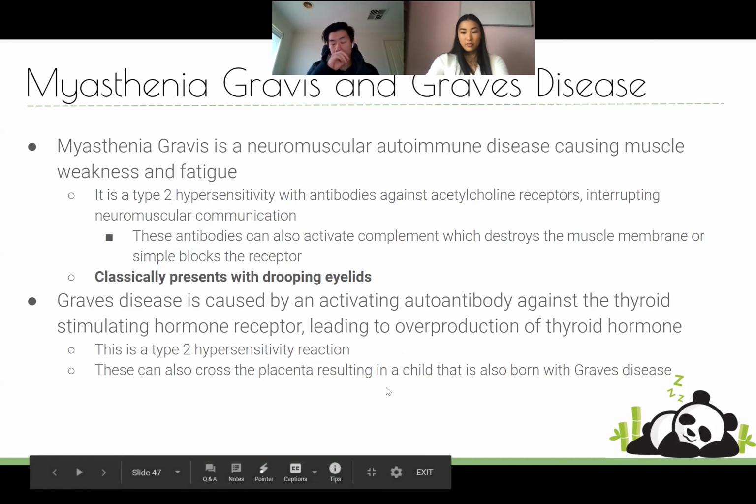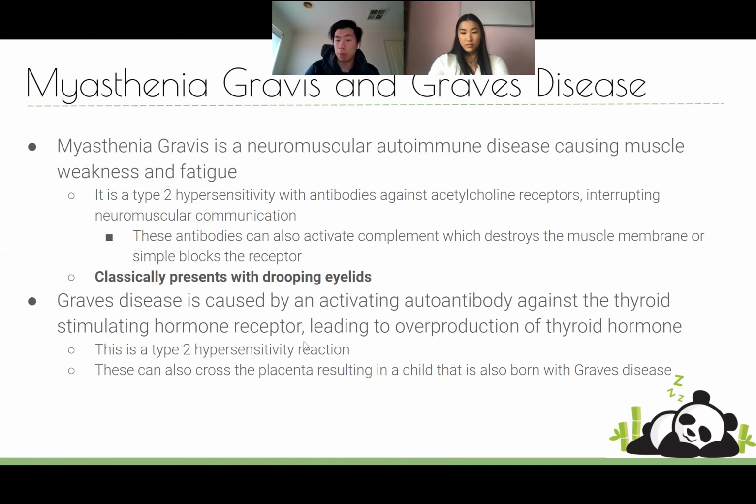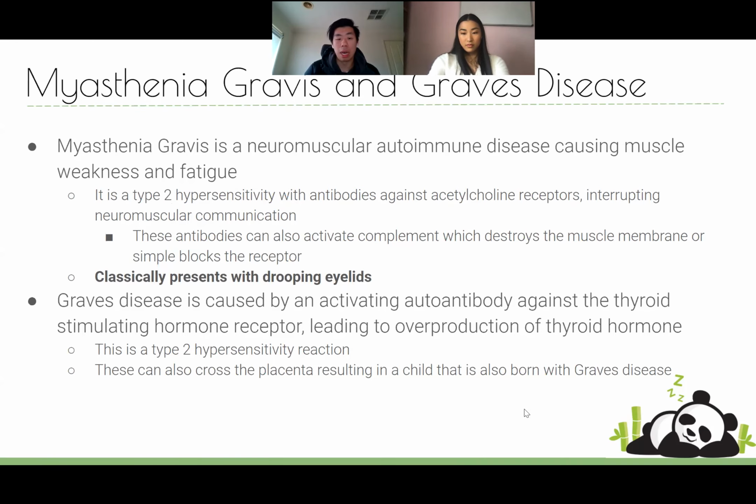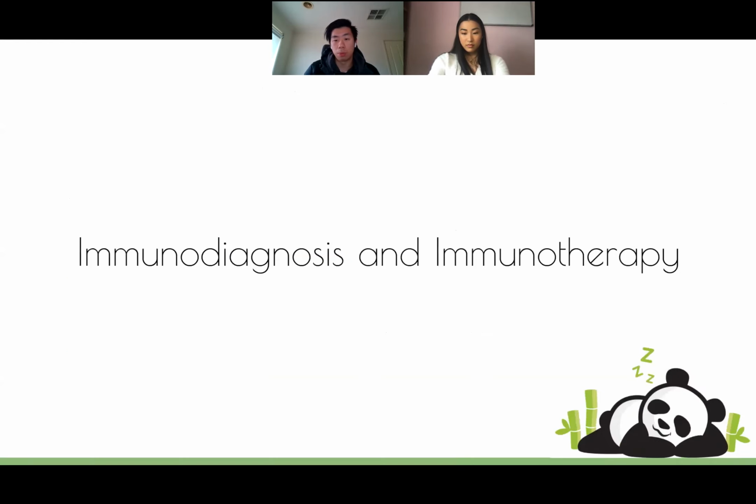And Graves' disease is caused by an activating autoantibody against the thyroid-stimulating hormone receptor, leading to overproduction of thyroid hormone. This is a type 2 hypersensitive reaction, and it can also cross-present into the child.